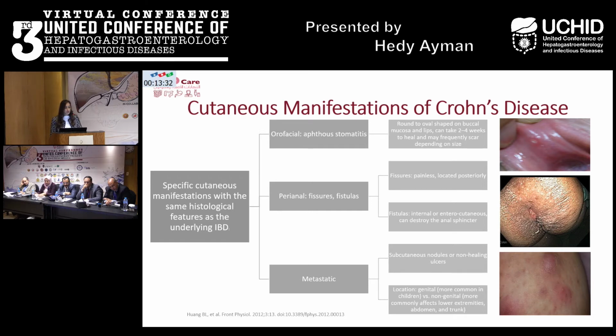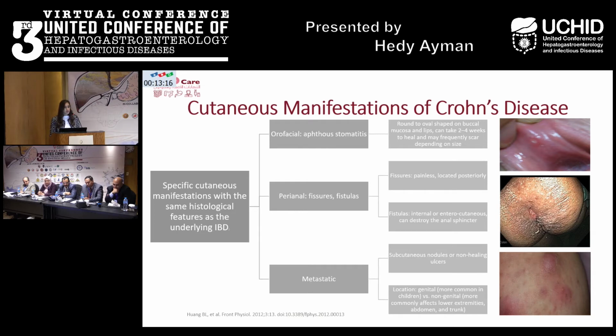Next in this group is the perianal fissures and fistulae. The perianal fissures are typically painless, and they are usually located posteriorly, and the perianal fistulae can be either internal or intercutaneous, and they can destroy the anal sphincter.